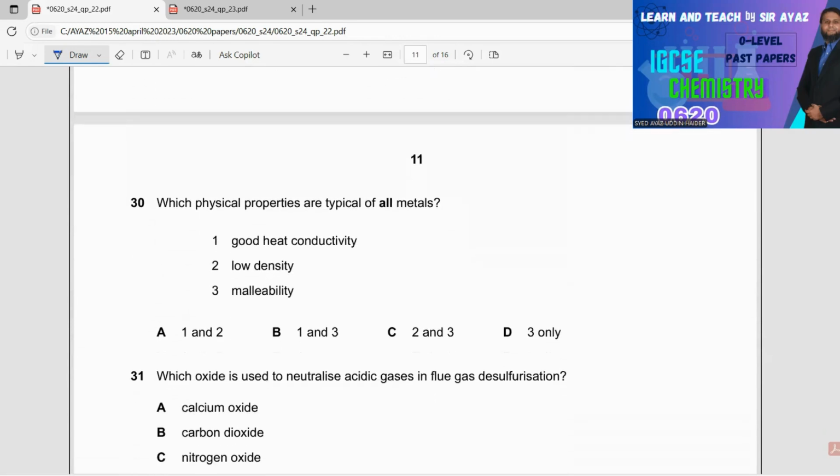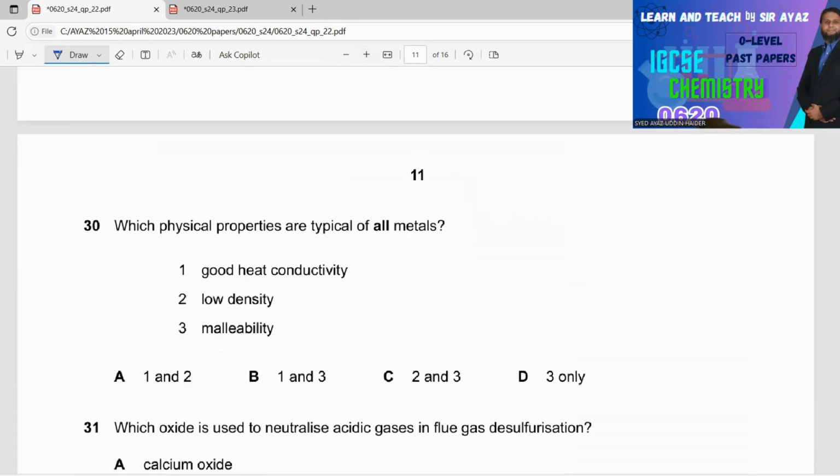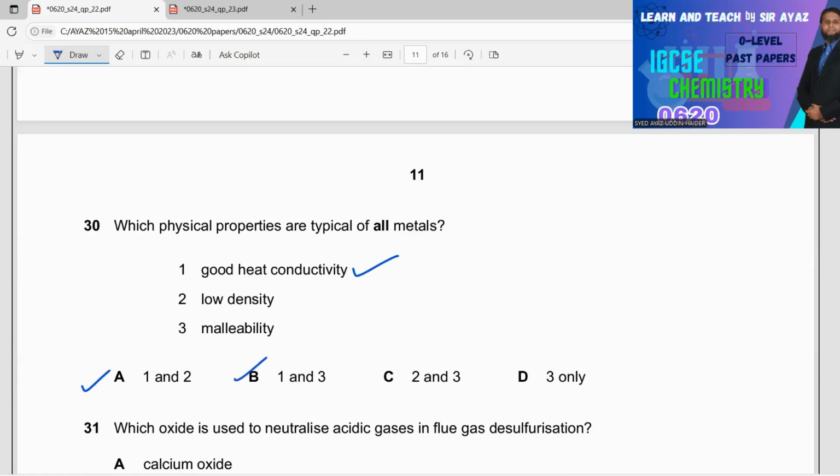30. Which physical properties are typical of all metals? Number 1, good heat conductivity. Yes, this statement is correct. If 1 is correct, so A and B both are correct. C and D are incorrect. 2, low density. This is incorrect. 3, malleability. This is correct. So 1 and 3 are correct. B is the right answer in this case. A is wrong.